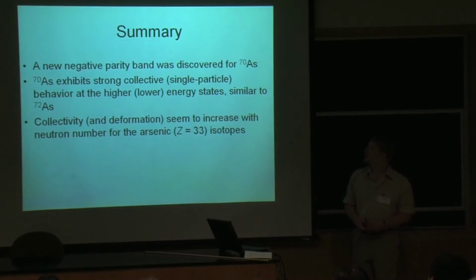All right, to summarize, we found the new negative parity band. Arsenic 78 exhibits strong collective behavior at higher energies and single particle behavior at lower energies. And collectivity seems to increase with neutron number for the Z equals 33 isotopes.